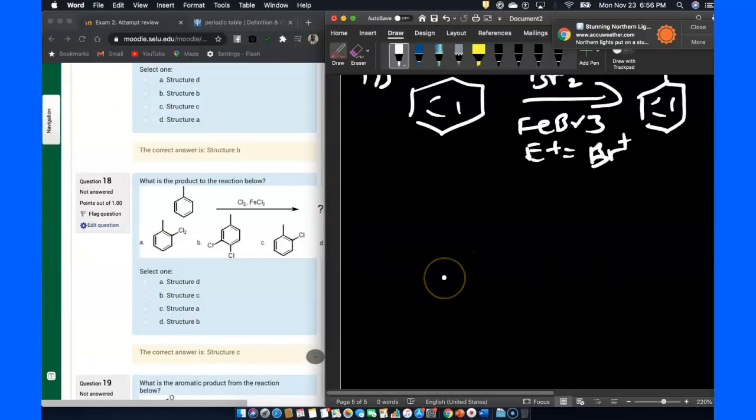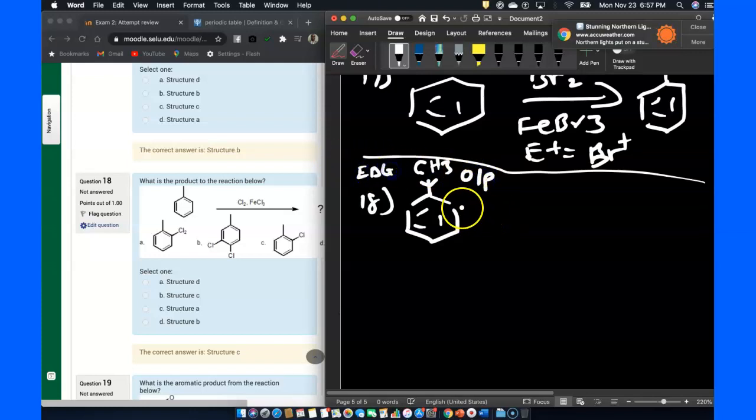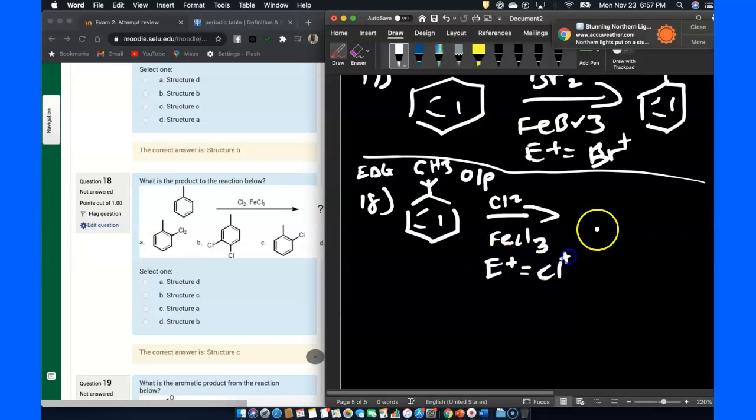And then here, you still have electrophilic aromatic substitution. This is a toluene. Remember, alkyl groups are electron donating groups. They donate through bonds, so they are ortho-para directors because they are EDGs. So here I have Cl2 with the Lewis acid. So the electrophile, I told you, Cl+. So you're gonna have either the Cl on the carbon next door.